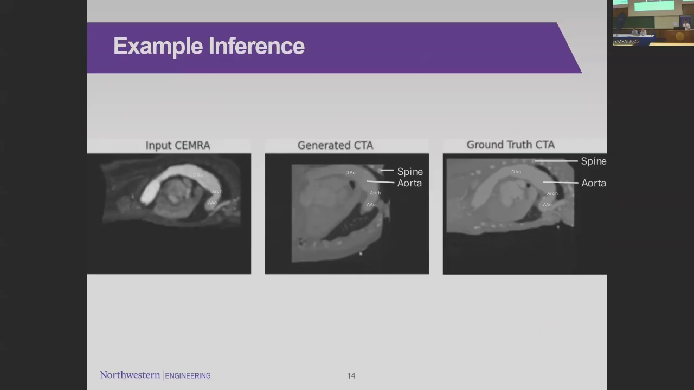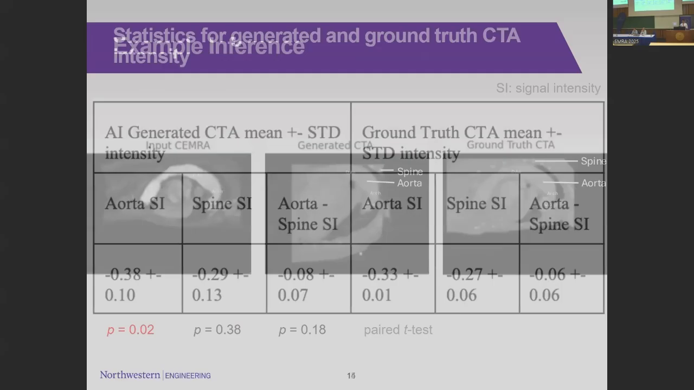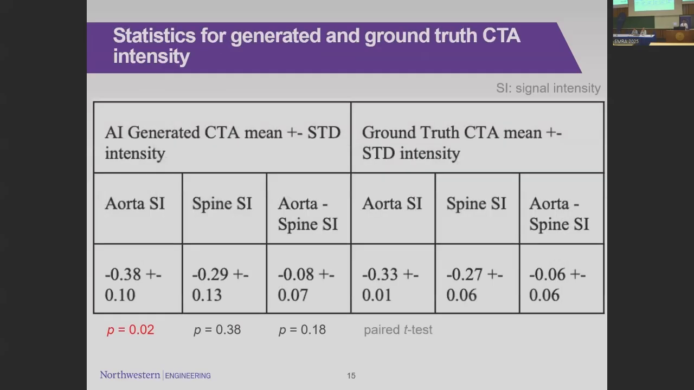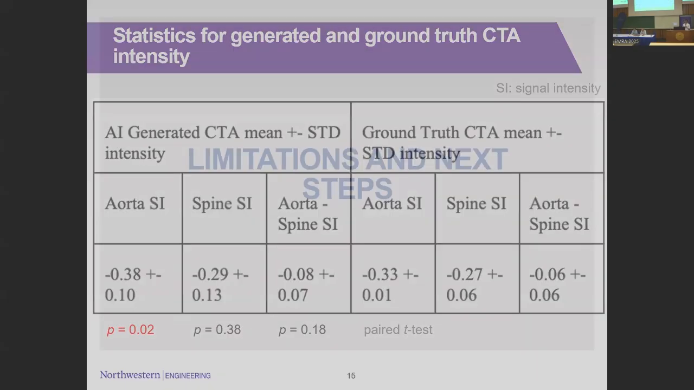There's a similar pattern of intensity changes as you go from, in particular, some of the anatomy that you're interested in, the aorta and the spine. And so just as a quick evaluation of the similarity, the signal intensities in the images were compared. The aorta signal intensity was not the same as the ground truth, but it did manage to preserve the difference between the aorta and the spine.